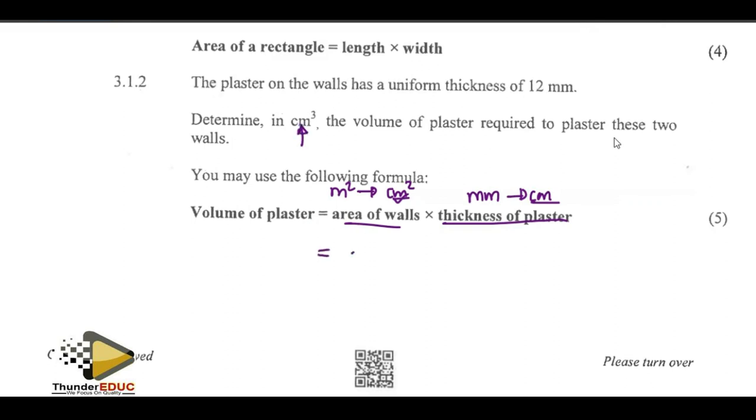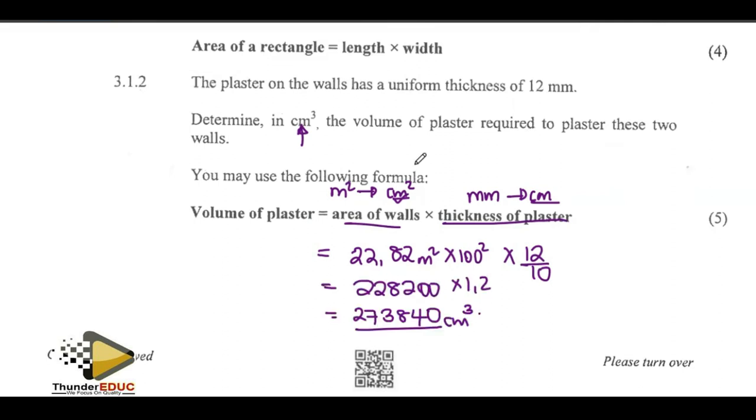So I'll start with the area, which is 22.82 meters squared. From meters squared to centimeters squared, we multiply by 100 squared. Times, we are multiplying now 12. 12 is in millimeters. We need it to become centimeters, so we divide by 10. Someone else would have looked for the area in centimeters until they get the answer, but the easiest is this one here.